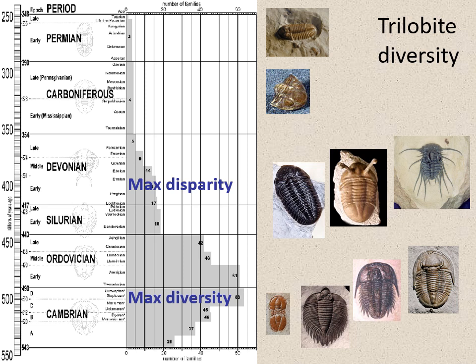So diversity is the number of species. Disparity is how different those species are from one another. So we would say that in the early Paleozoic, trilobite diversity was high, but disparity was low. We had lots of species, but they all looked similar. And then as we go through the Paleozoic, we see diversity getting lower and lower, but disparity getting higher and higher. The three trilobites you see in the middle of the screen look very different from each other, yet we don't have as many species.